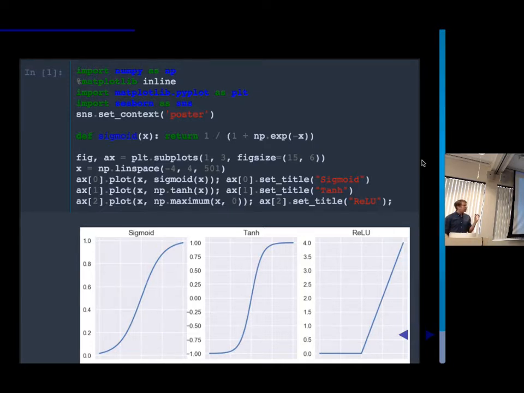Are people vaguely convinced that these activation functions are a plausible thing that we might want to include in our network? That's really all that I expect at this point.